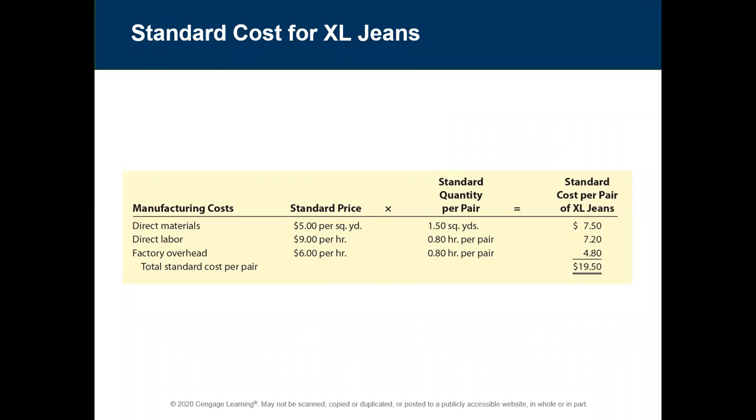Here's an example of standard costs for a company that makes XL jeans. For me, it'd have to be 2XL jeans because I'm a little beefier. But for them, they know their direct materials: the standard price is $5 per square yard, and the standard quantity per pair of jeans is 1.5 square yards. So their standard cost in materials is going to be $7.50.